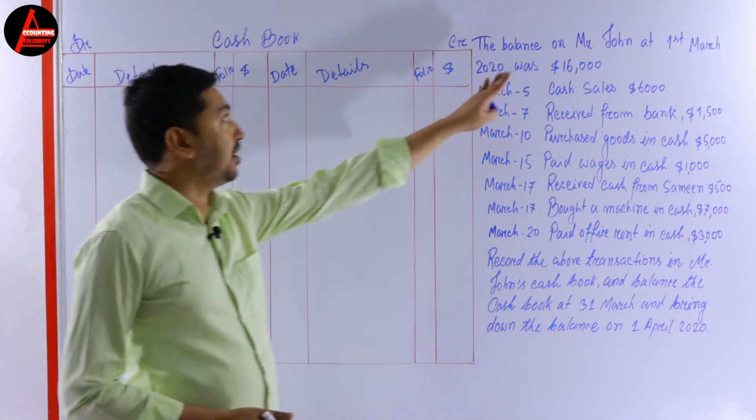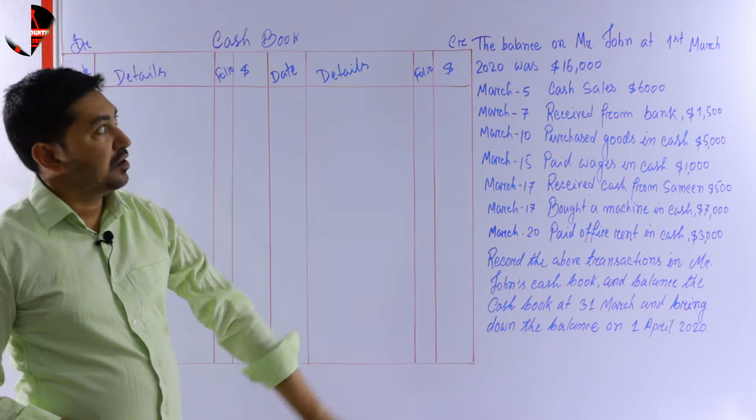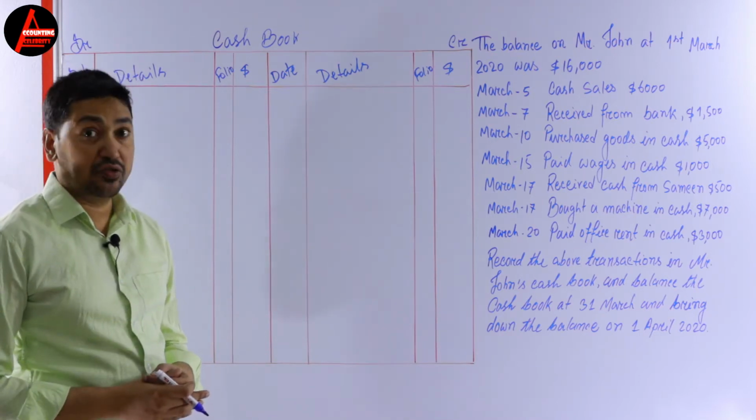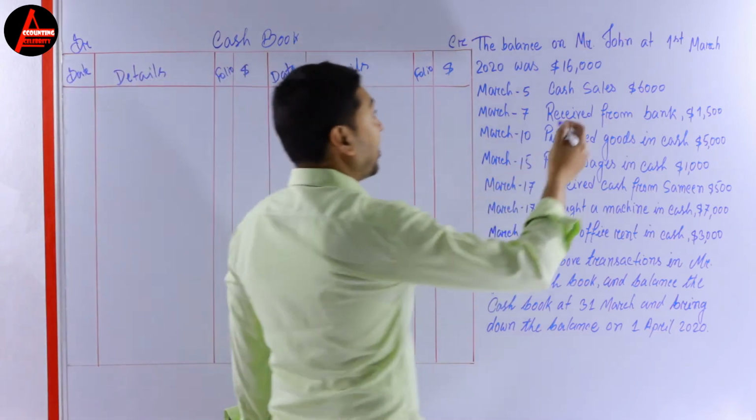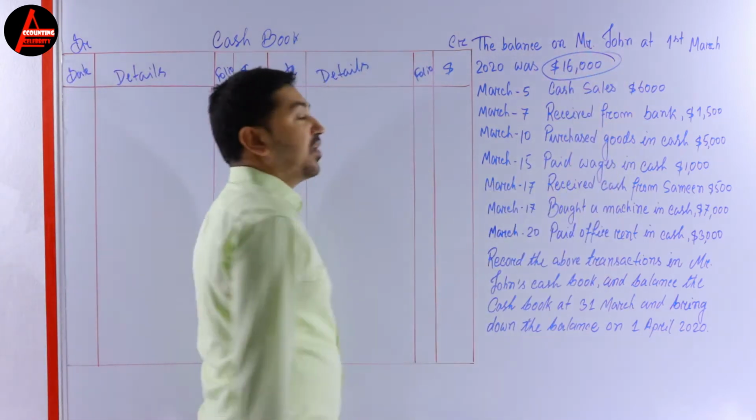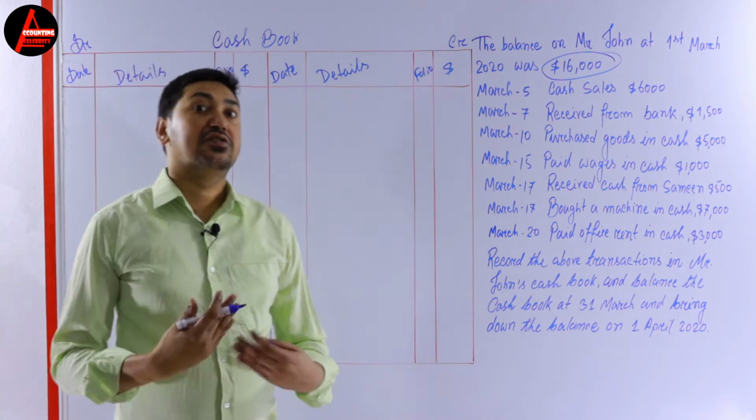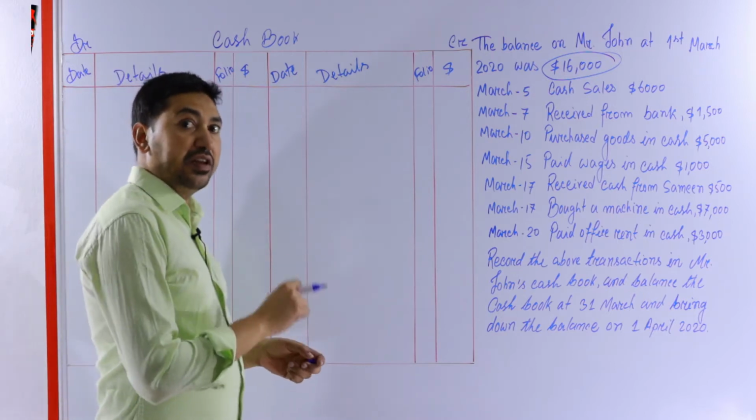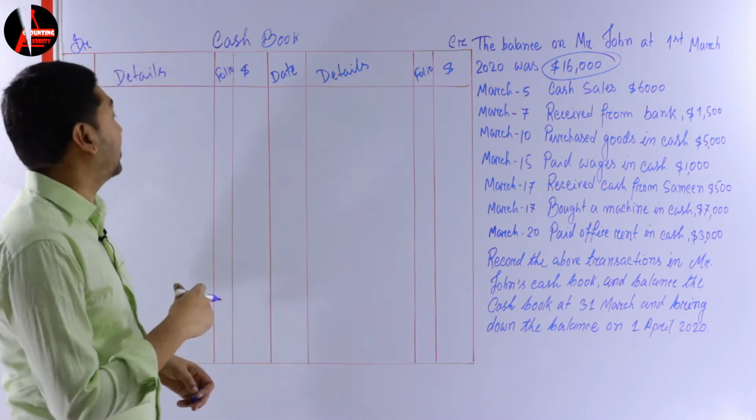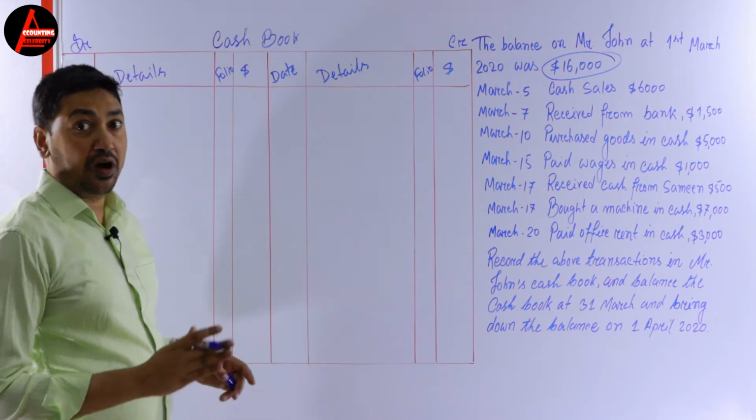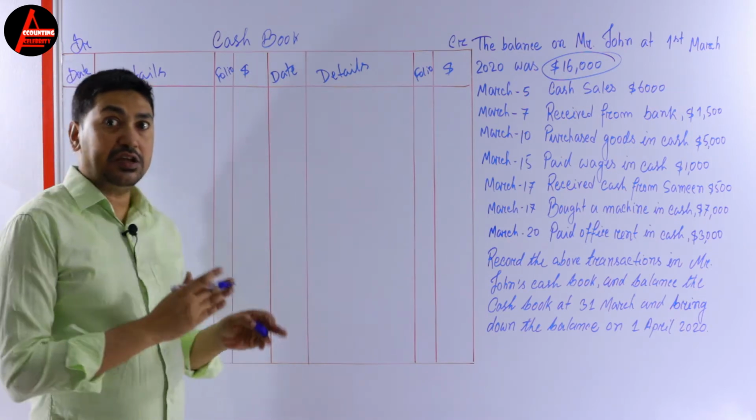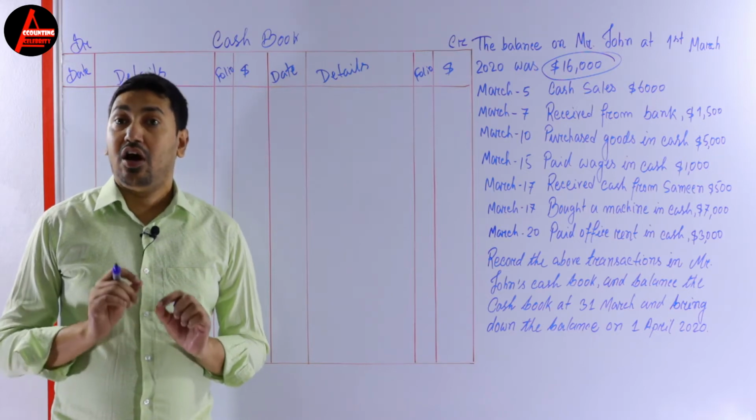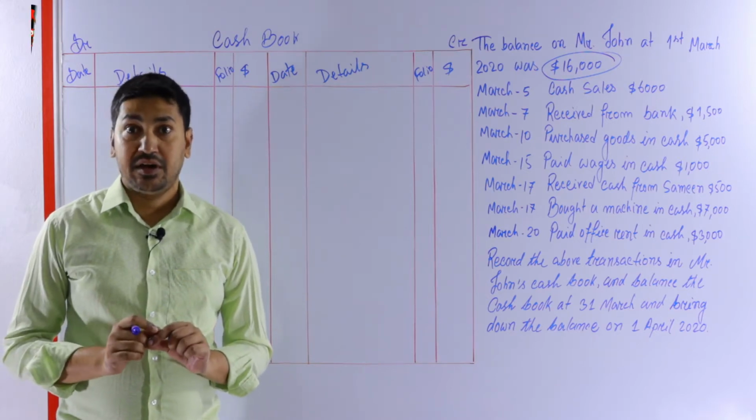Okay, here in the question it is written that the balance of Mr. John at 1st March 2020 was $16,000. Okay, this is the balance of cash. So balance of cash means this amount is already taken from the previous month. So the balance will always be debited. You will record the balance of cash always on the debit side.